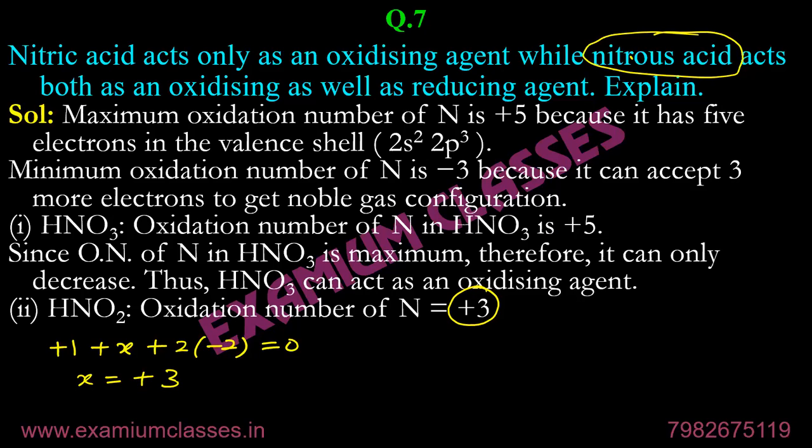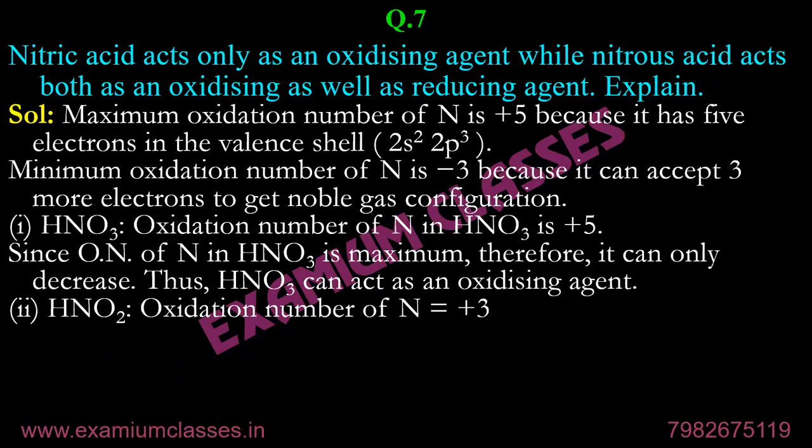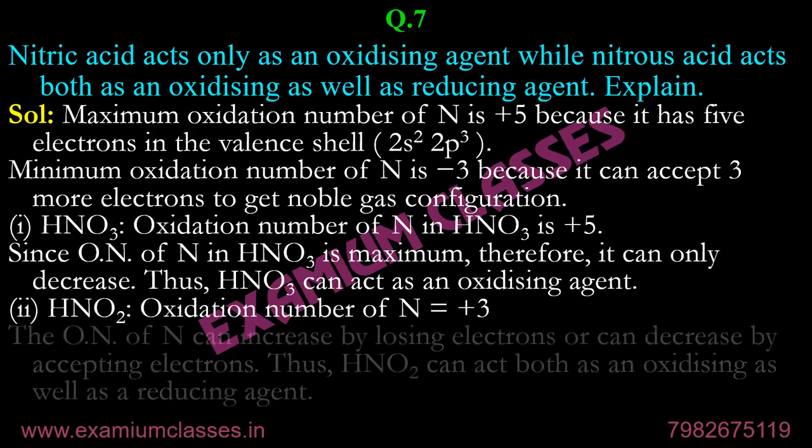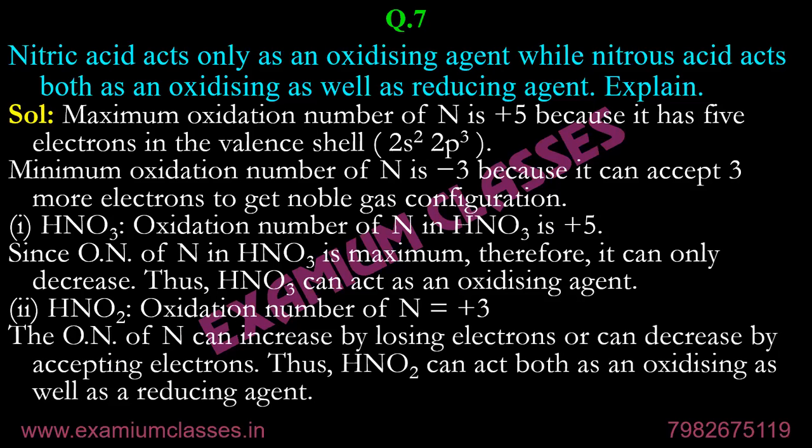Now, if it is plus 3, then it can increase to plus 5, it can decrease to minus 1, it can decrease to 0 also. So in this case, it can increase or decrease. Oxidation number of N can increase by losing electrons or can decrease by accepting electrons. Thus, HNO2 can act both as oxidizing as well as reducing. So this is neither maximum nor minimum.